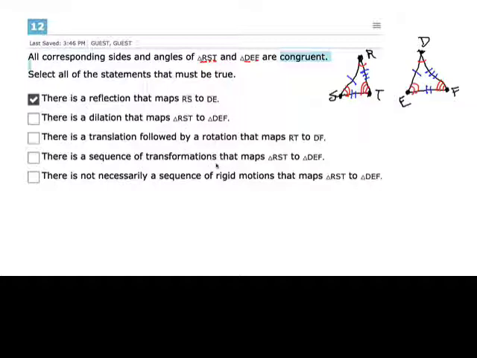There's a translation followed by a rotation that maps RT to DF. RT and DF are the same line. So we can do a translation and a rotation. It may be a complete rotation, maybe 180 degrees, maybe 360 degrees, but there is a rotation and there is a translation that will get there. What we're looking for, congruent, must have rigid transformations.